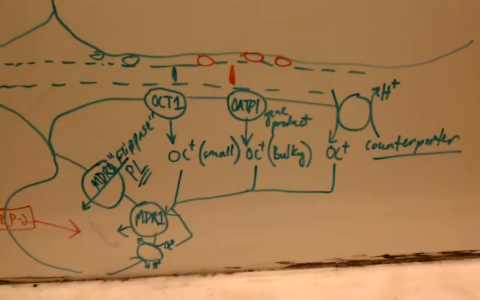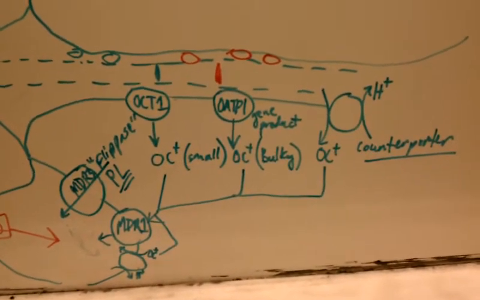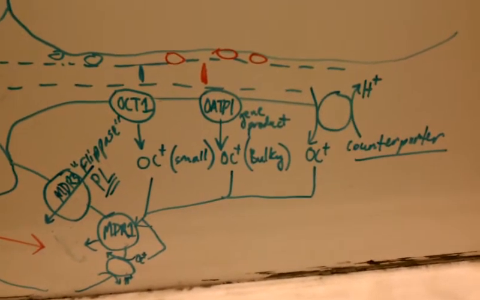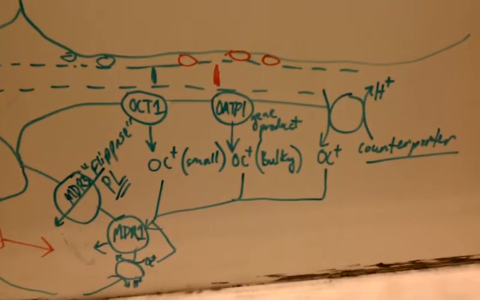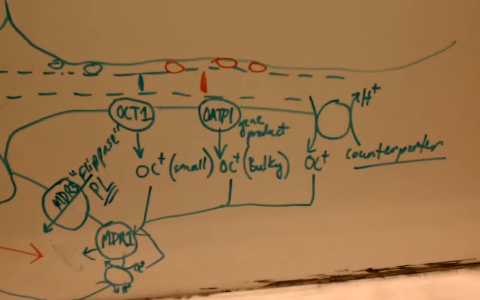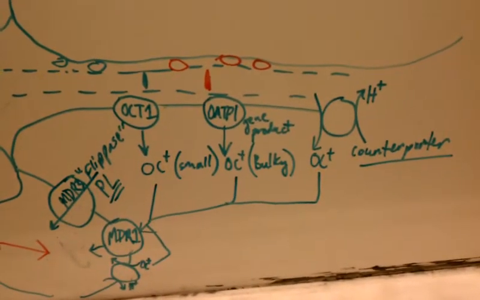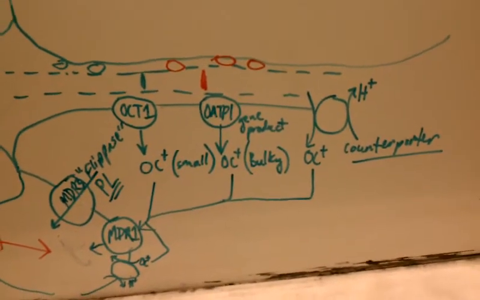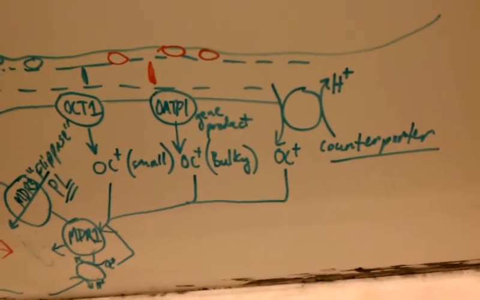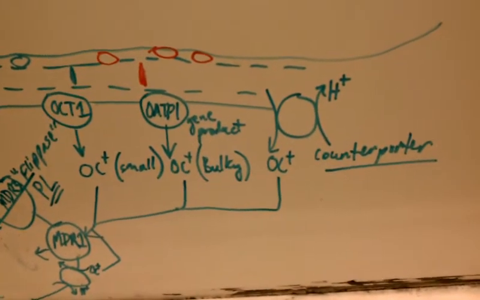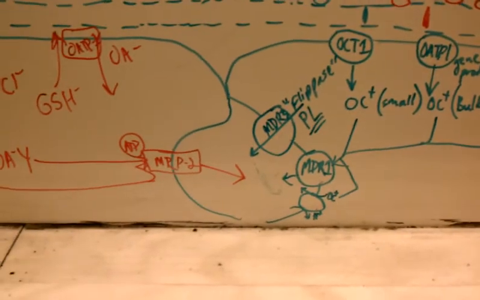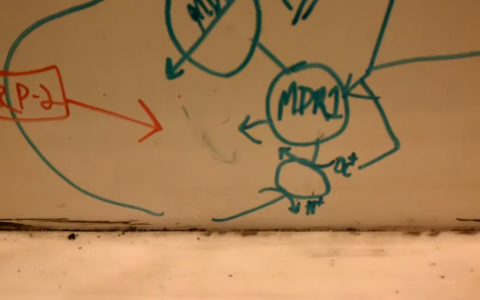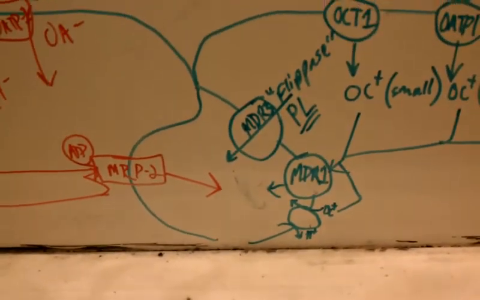All right, so let's do cations first because that's the one I know best. Either you can have an organic cation transporter 1. Okay, so that's for small drugs, for small cations. You can have an organic cation transporter 2 gene product, and that's for bulky cations. Or you can have an organic cation hydrogen countertransporter. And notice you have one of those on the apical membrane down here, organic cation hydrogen countertransporter.